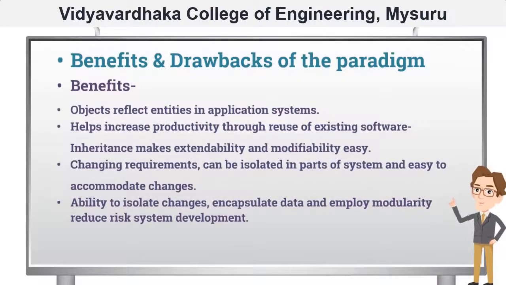Benefits and drawbacks of the object-oriented paradigm. First, we shall see the benefits. Objects reflect entities in application systems. Object orientation helps increase productivity through reuse of existing software. That is, inheritance makes extendability and modifiability easier. Changing requirements can be isolated in parts of a system and are easy to accommodate. The ability to isolate changes, encapsulate the data, and employ modularity reduces risk in system development.